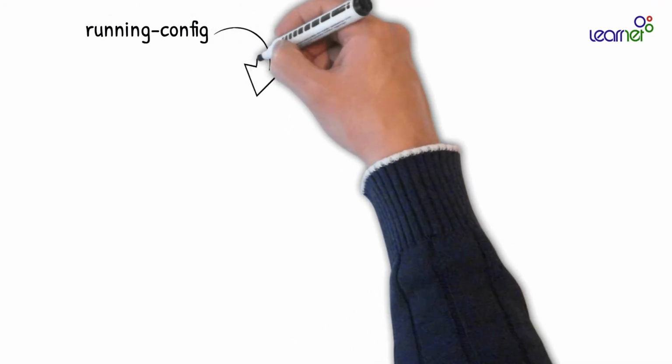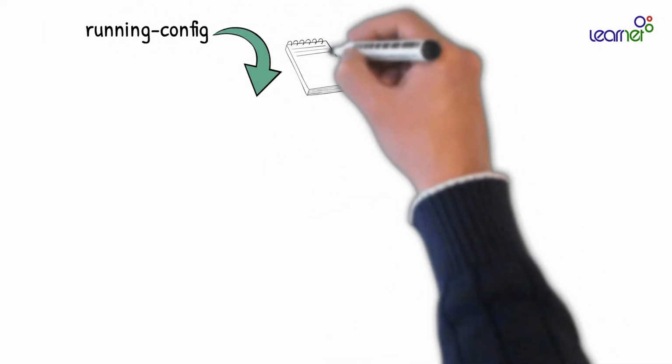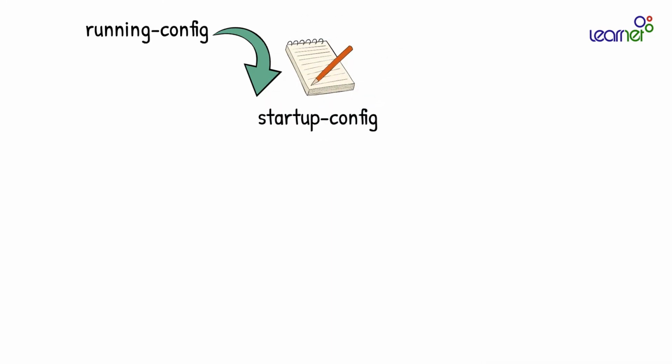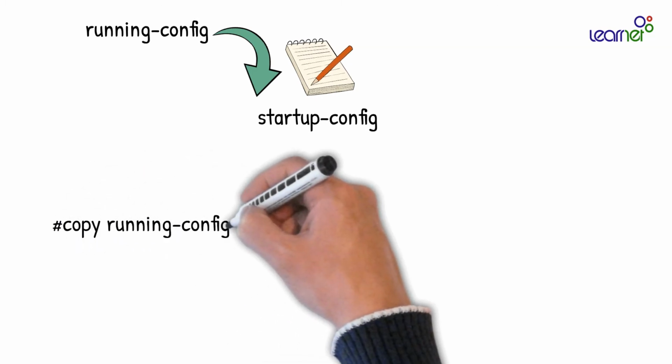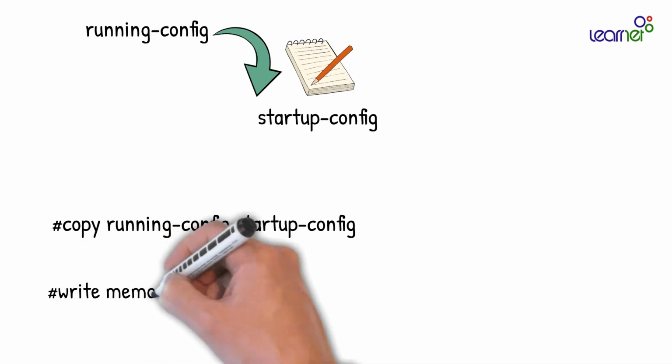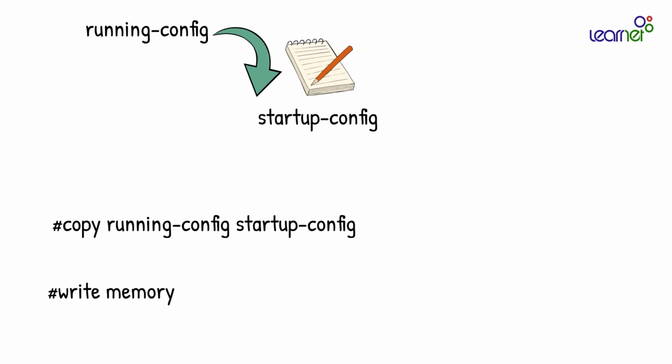You can use two commands for this purpose. Both of these commands are run in privileged exec mode. Copy running-config startup-config, and write memory. In the next videos, I'll be talking about the copy command. It is a useful command that we can use for other purposes as well. It's a general copy command.